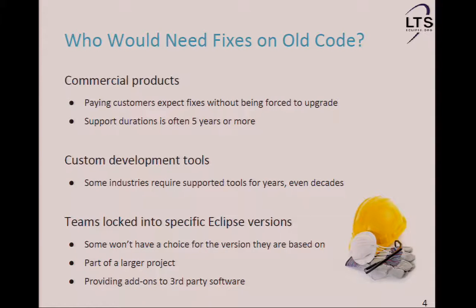And also, some teams get locked into specific versions of Eclipse, so you don't have a choice on moving up to the latest version of Eclipse. You have to use, say, the Juno release because that's what your clients are using, and you need to keep maintaining that. But if there's a bug that you need fixed inside of Eclipse code, you need a way to get a patch to your customers, or you're going to be in trouble.